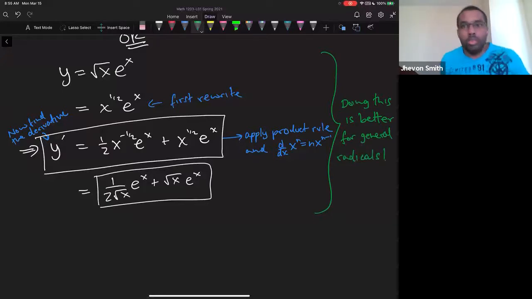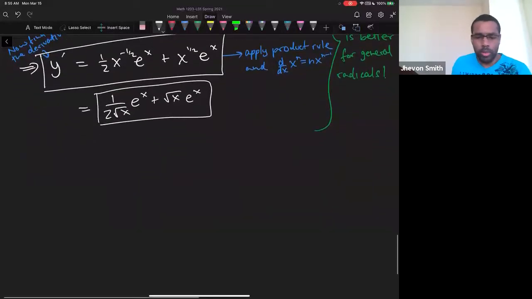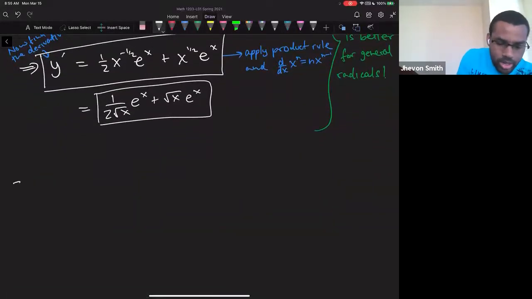Okay. So if I had a cube root or a fifth root or a seventh root or something crazy like that, I'd rewrite it as a power first, to be honest. And then just go through here. But there are a couple of ways you can get to that answer. So let's see here. What else do we have?